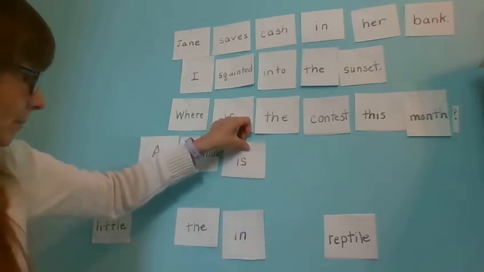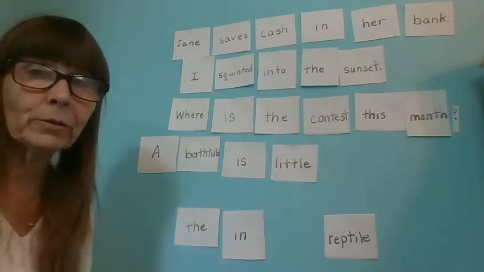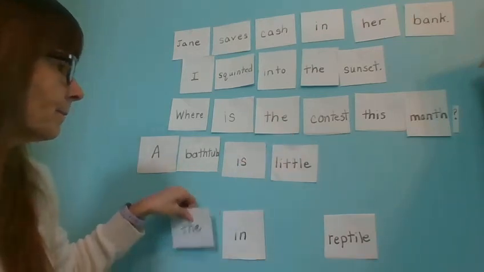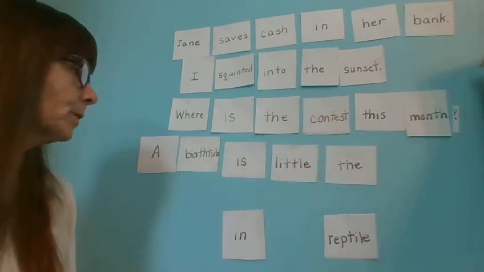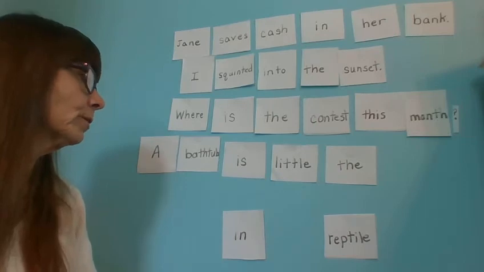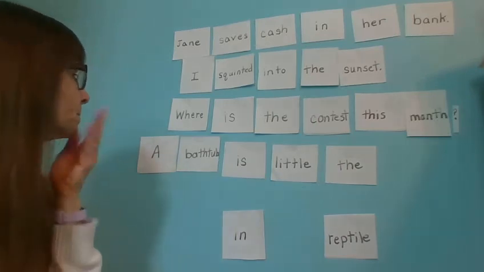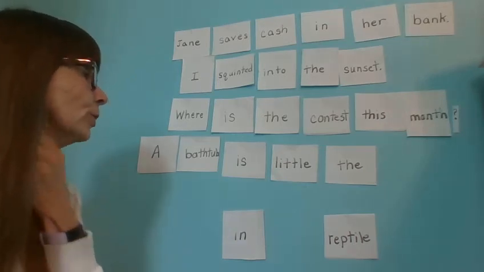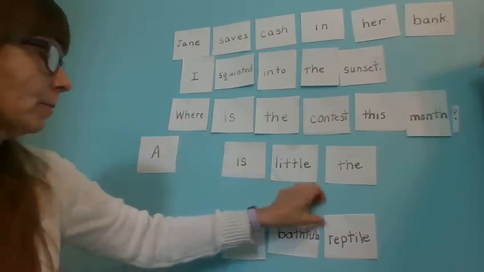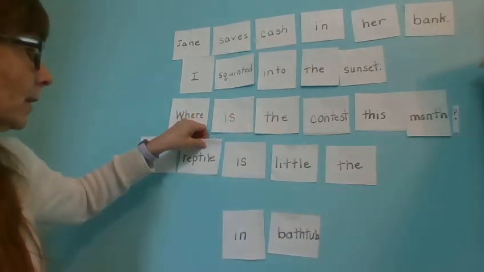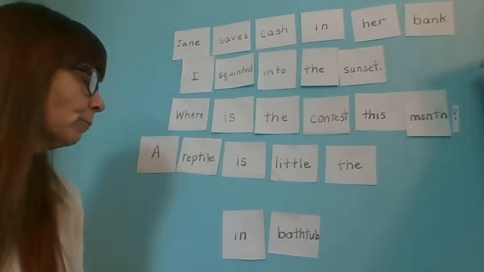is little. Now that could be the. No, now we're running into problems. Then we have the in reptile in, or the in bathtub is little, the reptile in. That doesn't make sense. What could we change? How about, doesn't look like we've got much we can do with this bathtub. How about we try a reptile is, ooh, that looks pretty good. A reptile is little. That could be true, but we have more words.